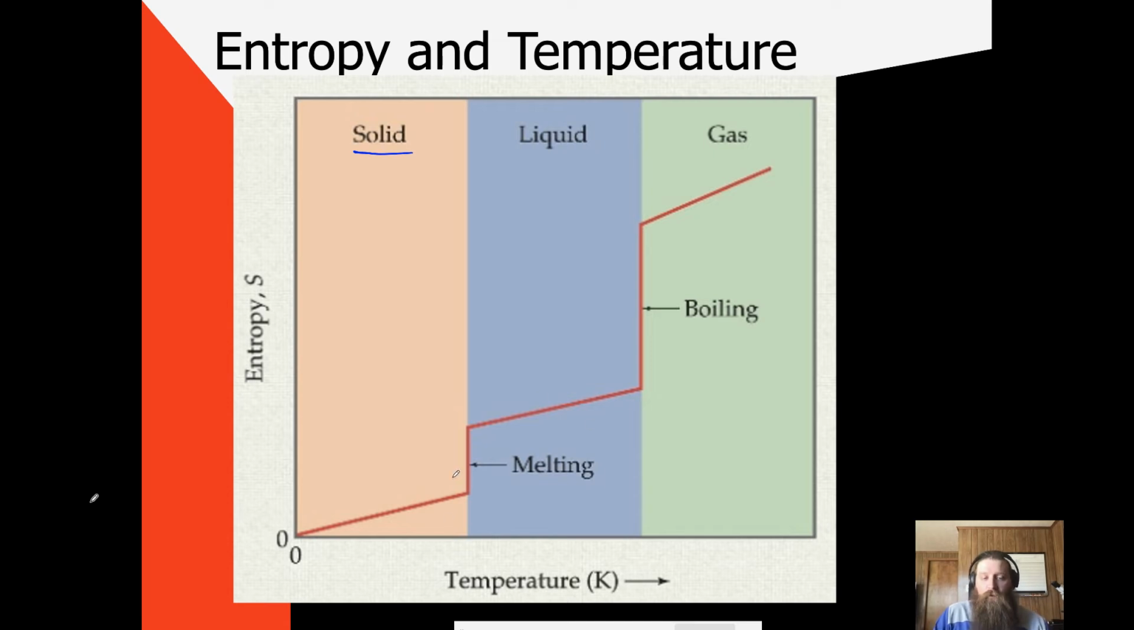When you start to melt, remember that melting involves an increase in energy, but not an increase in temperature, right? 0 degree ice can also be 0 degree water because they're phase changing, but the entropy is going up very quickly. Then you're looking at a liquid. As you heat it up, the entropy increases, right? When you start to boil, you get a very rapid increase in entropy. And then as you heat up a gas, the same thing occurs. So we see that as temperature goes up, entropy goes up.